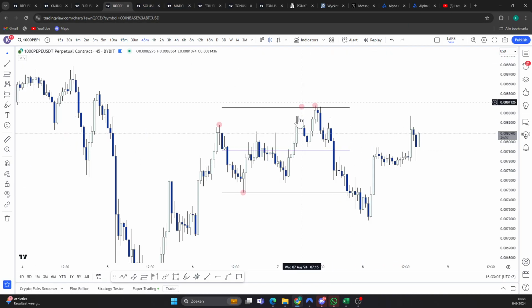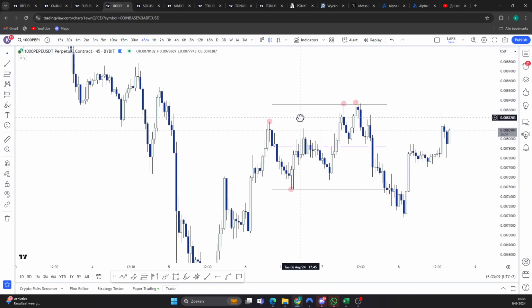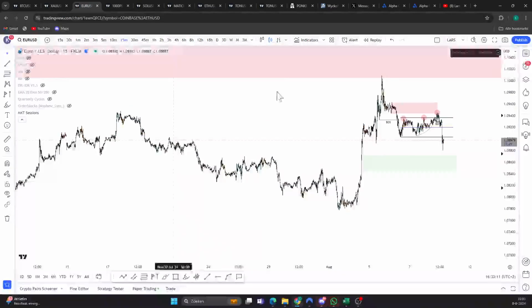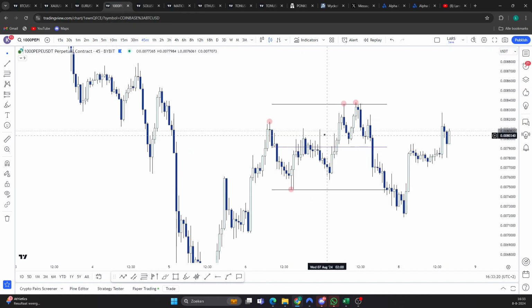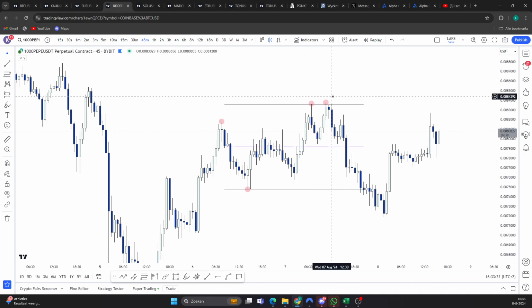All good. Going back to PEPE. Right? And I can even use today's example. Oh, guys, this is just beautiful, okay? It's just beautiful. Now, we had the Model 1 on PEPE.